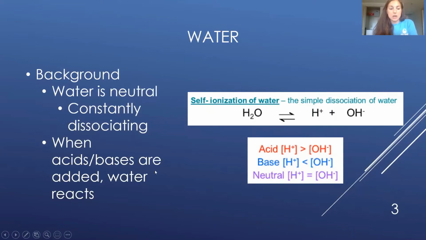When acids and bases are added to water, water reacts appropriately. So for acids, there will be a higher hydrogen concentration than OH concentration. For bases, there will be a higher OH concentration than H+ concentration. And then in neutral substances, you will have equal amounts of both.